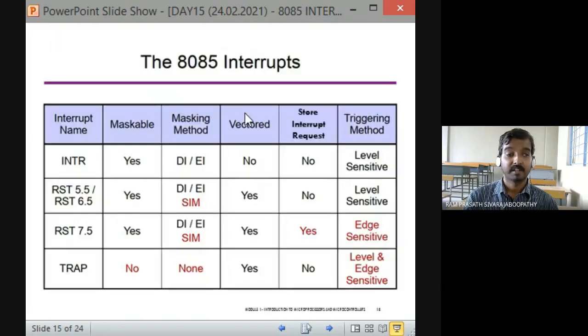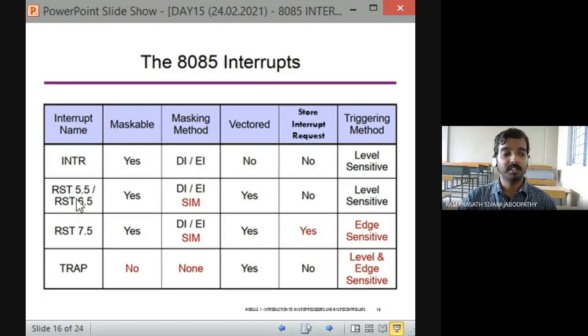Fine. So we can conclude all the interrupts and their properties with this table. Kindly take a screenshot. The interrupt names are given here: INTR, RST 5.5, 6.5, 7.5, trap. Correct? Let us see which of these are maskable. INTR, RST 5.5, 6.5, RST 7.5, except trap. Trap is the only non-maskable interrupt. Then the masking method. EI and DI are the only possible way to mask or unmask the INTR interrupt.